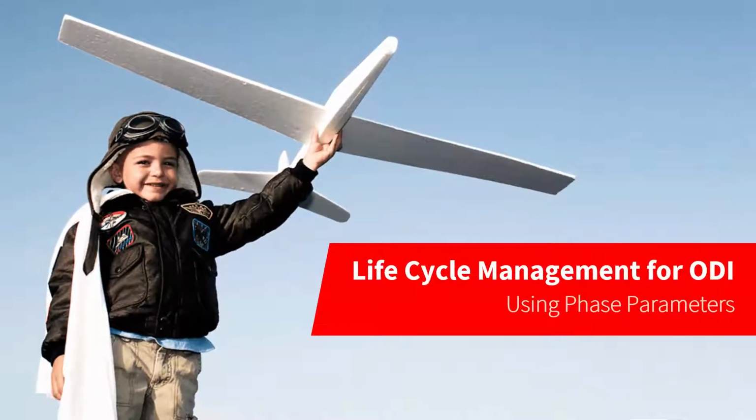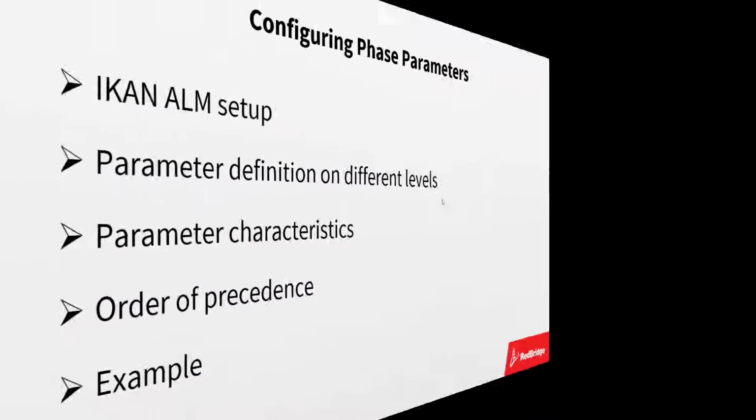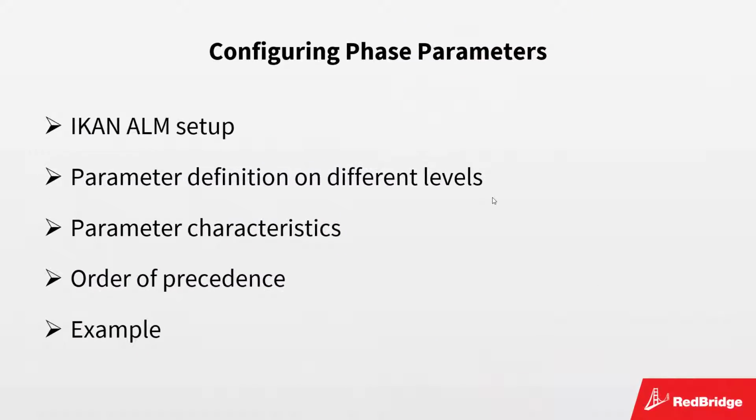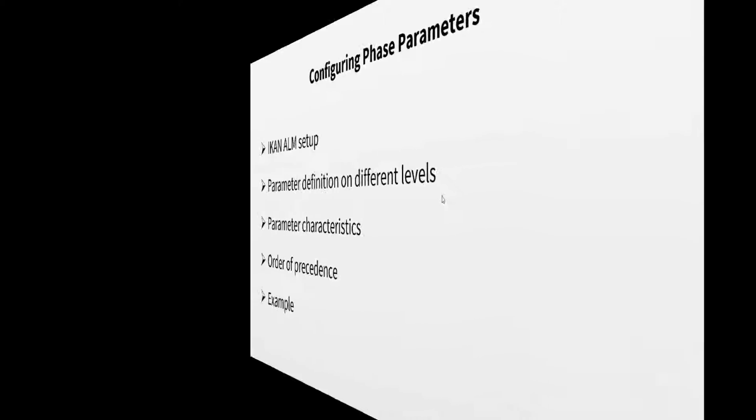In this video, we will show you how to configure IcanALM phases. We will use a typical IcanALM setup as starting point to explain the different levels on which the value of the phase parameters can be defined. We'll talk about the parameter characteristics and will explain how to influence the order of precedence of the different values. In the second part of the video, we will show a concrete example in IcanALM.